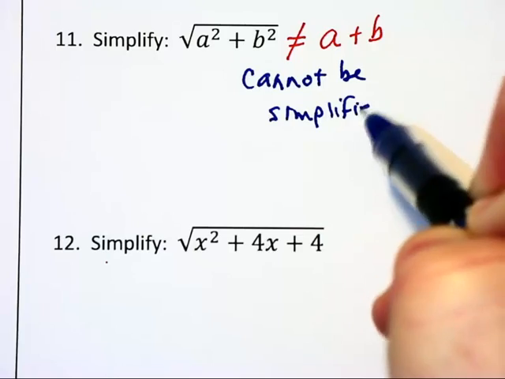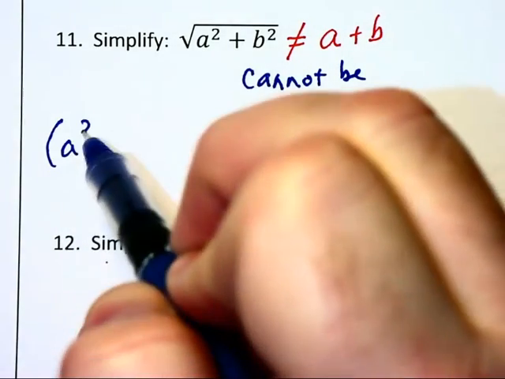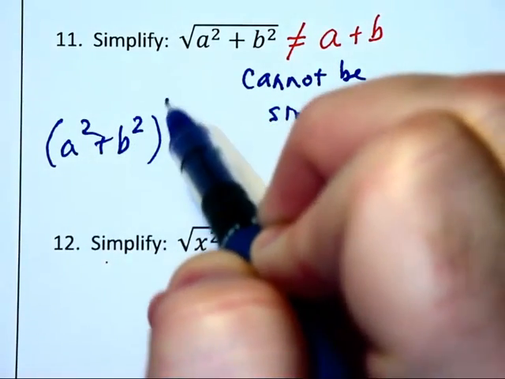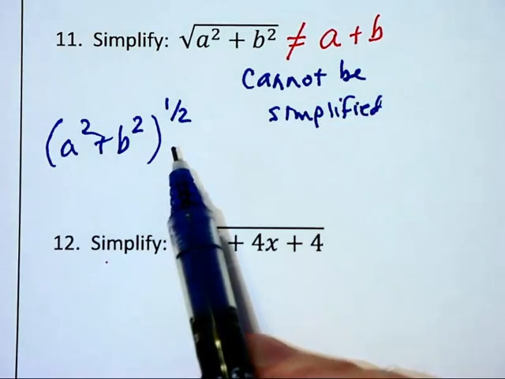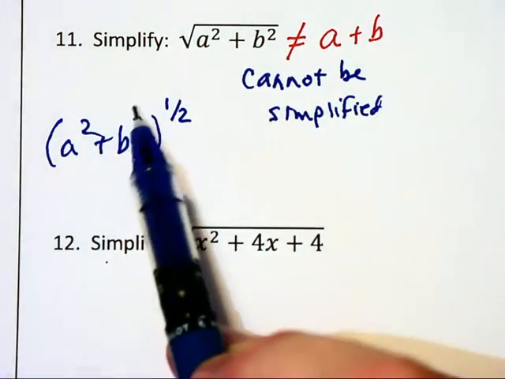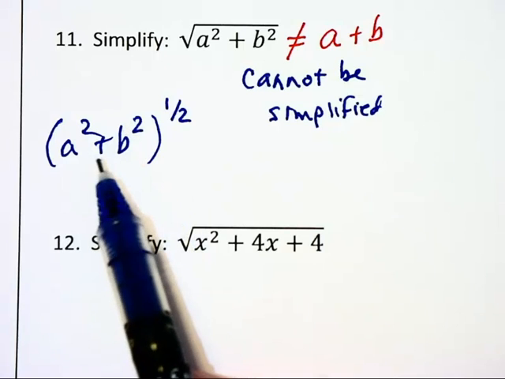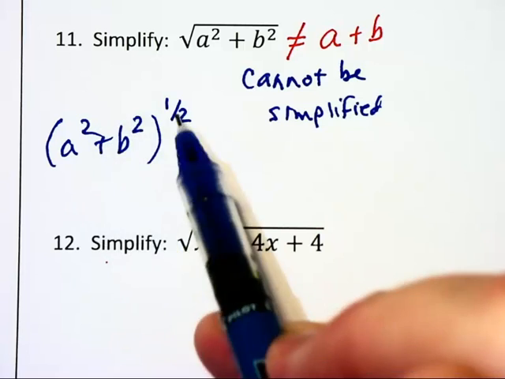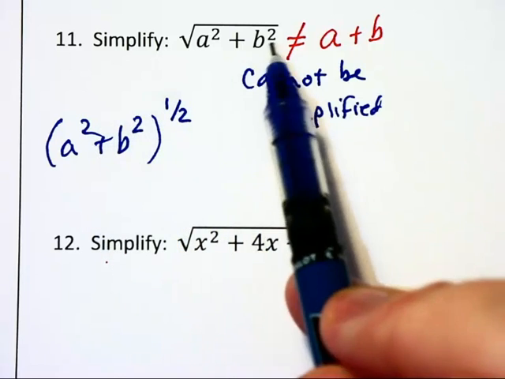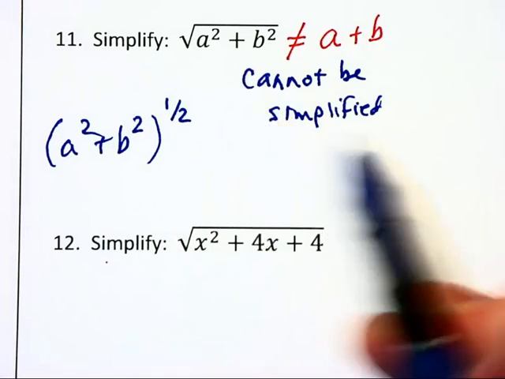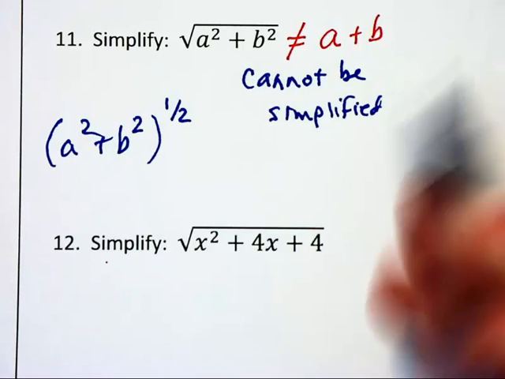If I were to write this instead as a squared plus b squared all to the 1/2, because that's what a square root is, we would not be able to apply that 1/2 power to what's inside because there's a binomial, there's two terms inside. And you know that you cannot square root across a plus sign. Therefore, you can't do it here also. So this is a cannot be simplified type of problem.